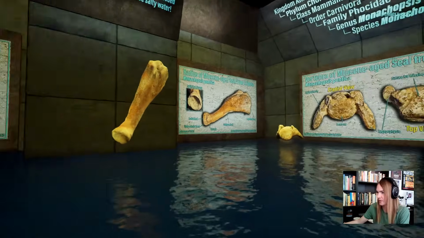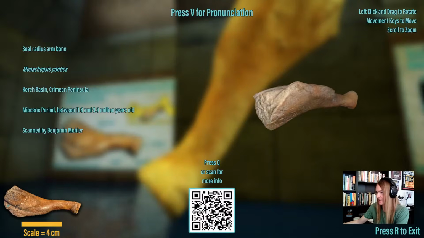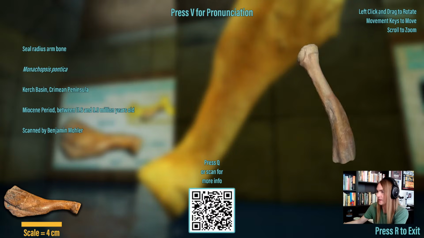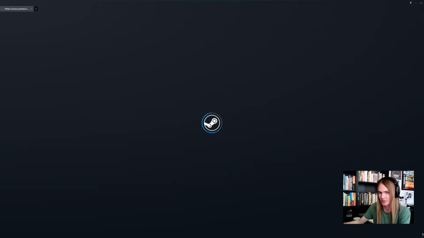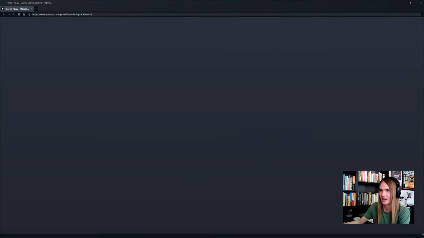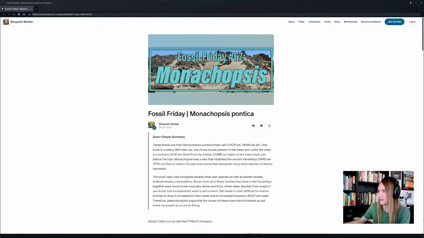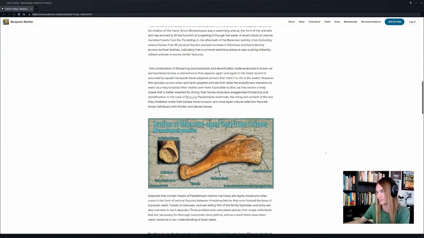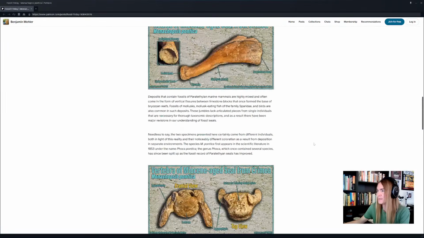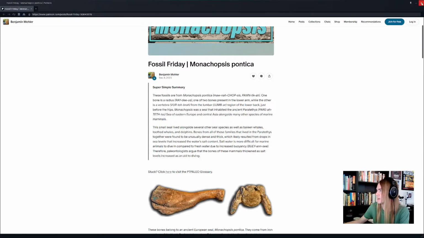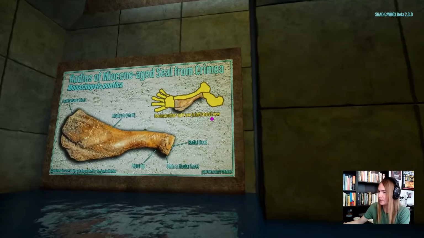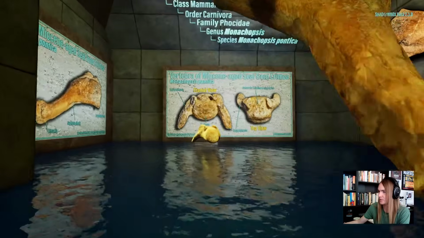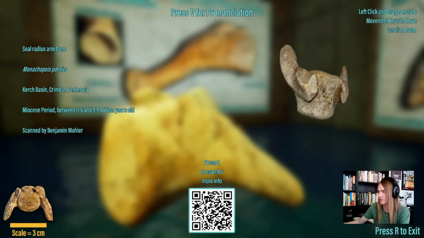We've got 2 fossils from the Kerch Basin. We've got this radius. This is a part of the forelimb of a seal called Monachopsis pontica. Again, let's go ahead and test my article. Sometimes while I'm doing these live reviews of what's new in the updates, I will find errors and then have to write them down and fix them later. This time it looks like everything is coming out the way that it should. So here's the article on Monachopsis, so you can learn much more about that if you would like. So we have the radius, this arm bone, and we also have this vertebra from Monachopsis.